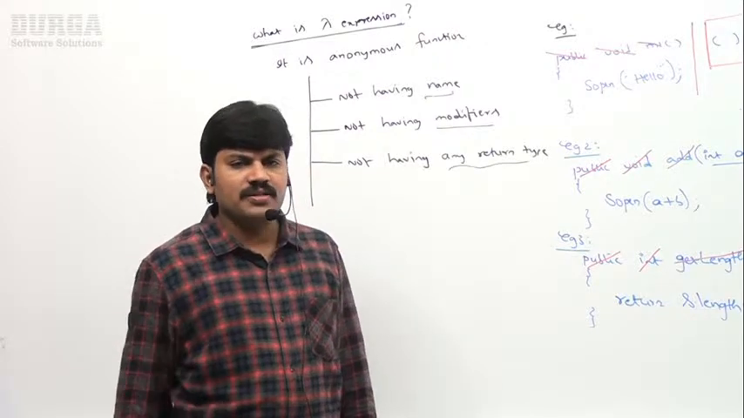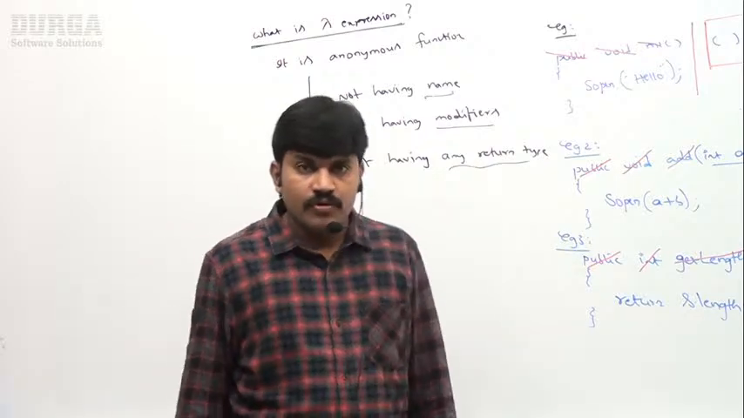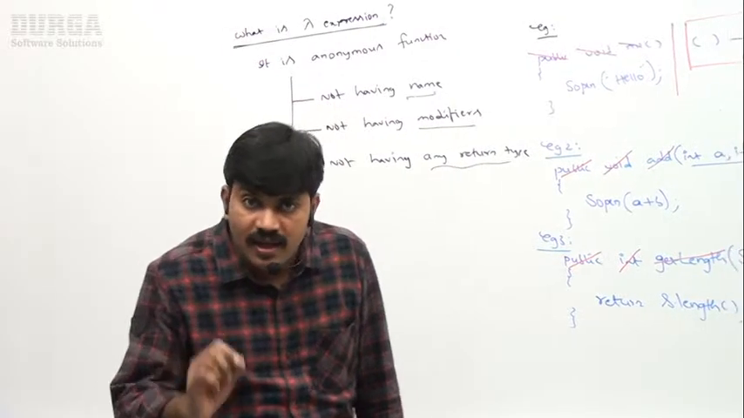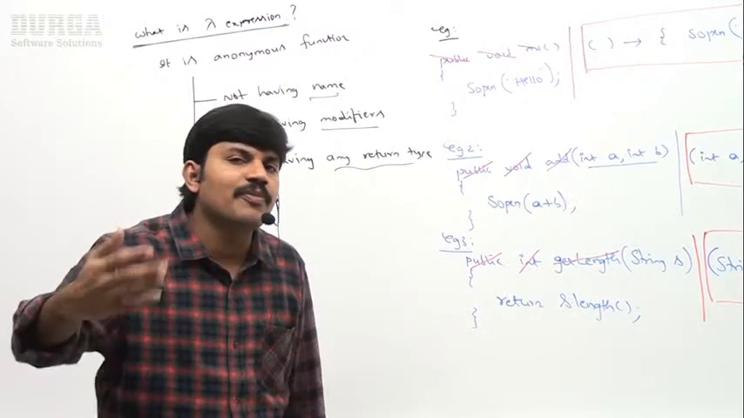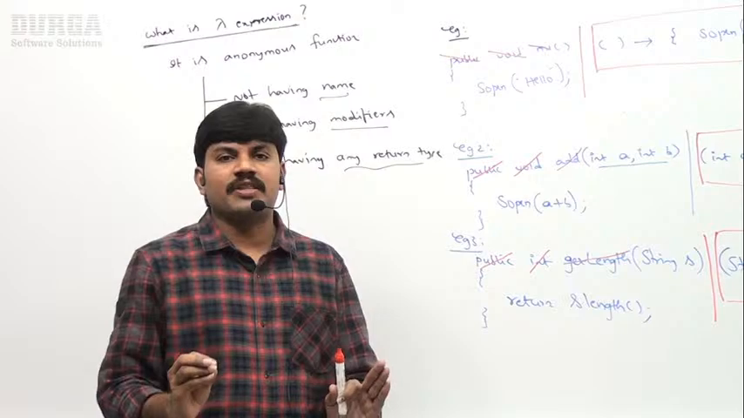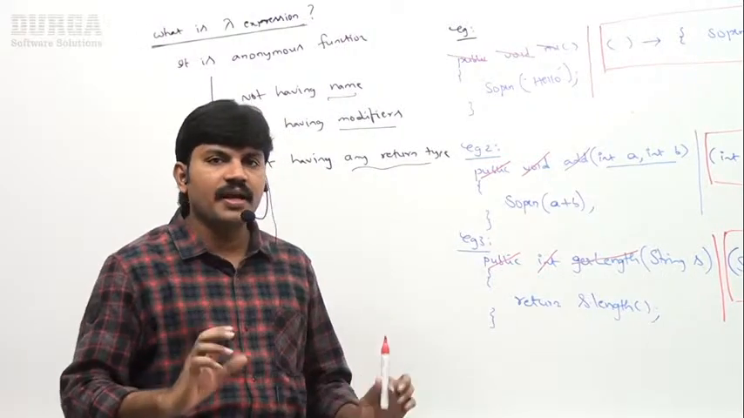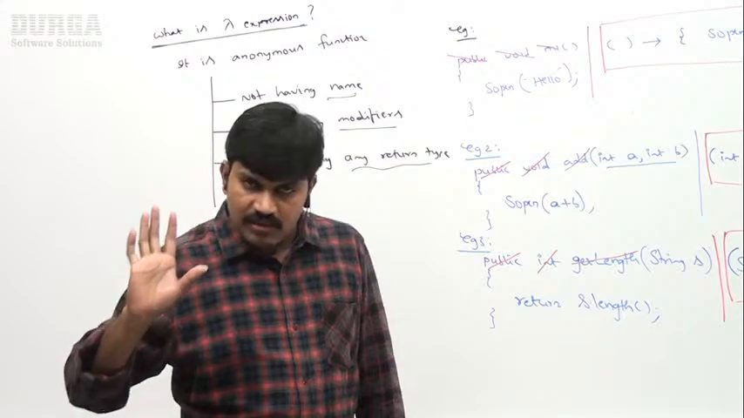Then immediately someone may ask, sir, why does a lambda expression not have a return type? Why does it not have modifiers? Why does it not have a name? That part we are going to take care of. Don't worry about that. What are the internal reasons for that? First, once you get the basic idea, then I will take care of that maybe in the next videos. Is it clear for all of you?